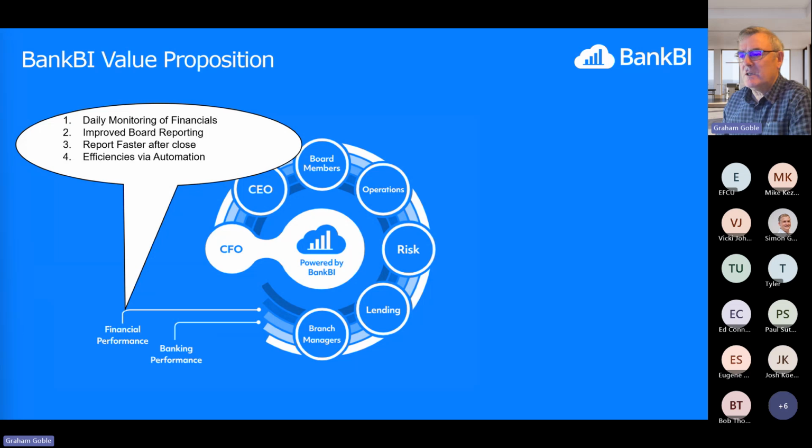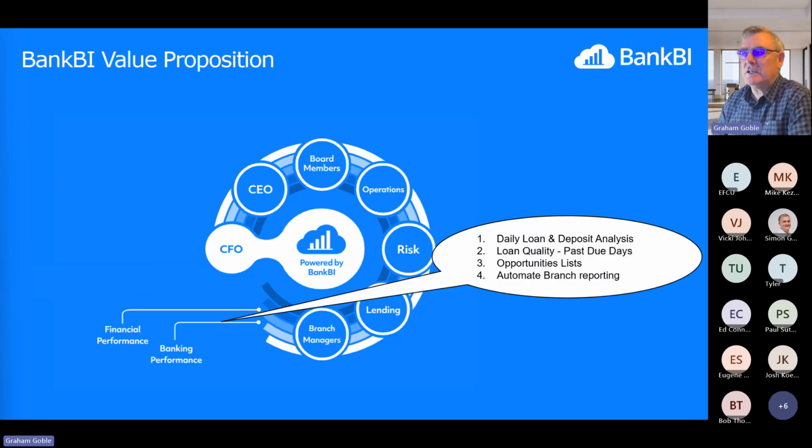In the banking performance area, as I said, daily loan and deposit analytics, we can look at that from a new loan production, new deposits. We can look at that from a loan quality, whether that's by credit score or by past due days analysis. We can also use the application to generate what we call opportunity lists. So this could be lists of members that you're looking to retain, maybe deposits, term deposits about to mature, or loans that are about to mature. This could give you opportunity lists for campaigns to those members.